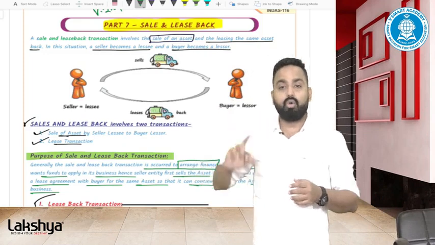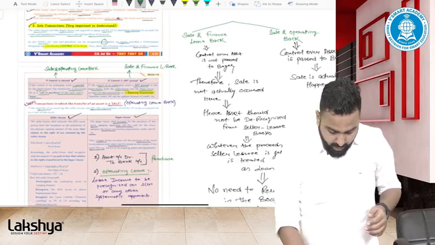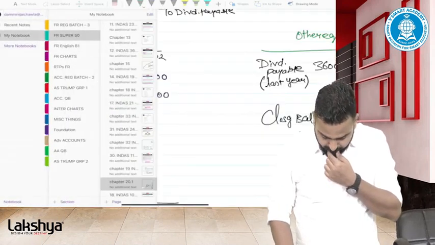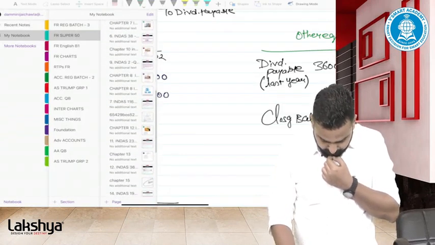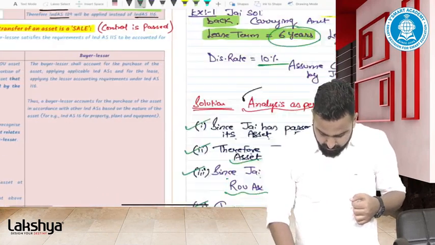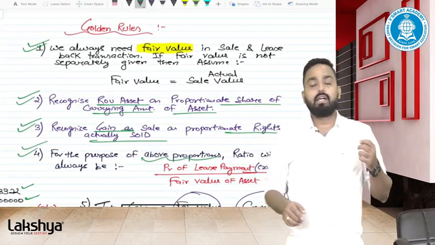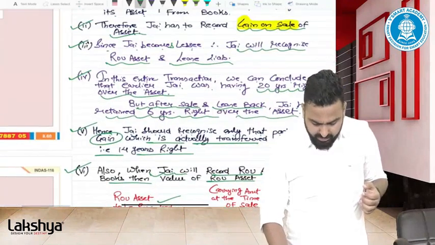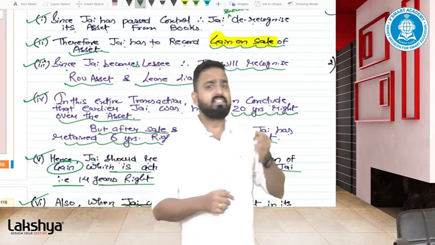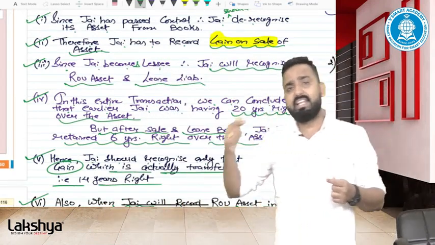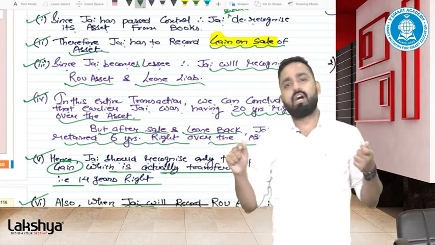But now what was the rule? What was the golden rule? Before discussing golden rules, we will discuss some important parts. The golden rule was, the seller lessee will simultaneously de-recognize the asset at carrying value and recognize the ROU asset.